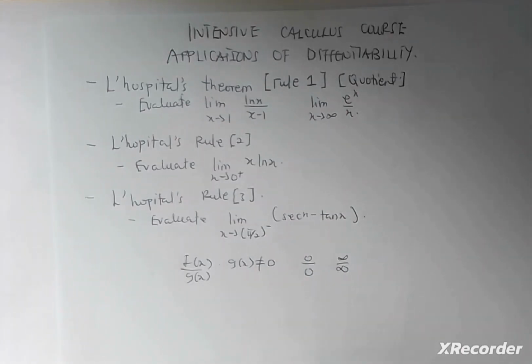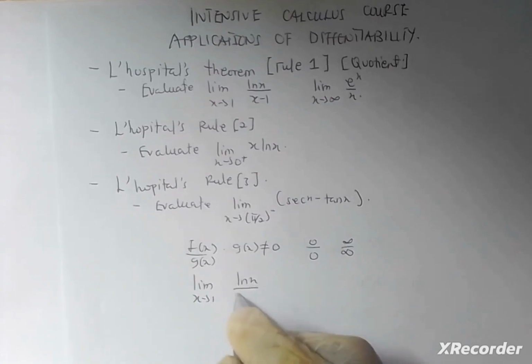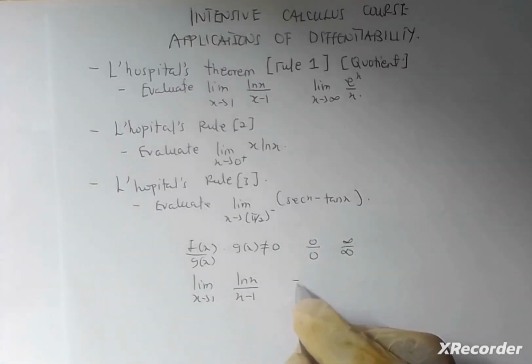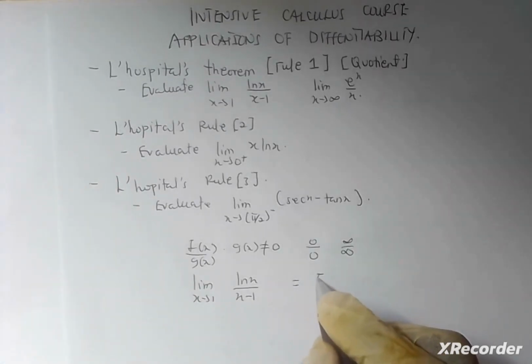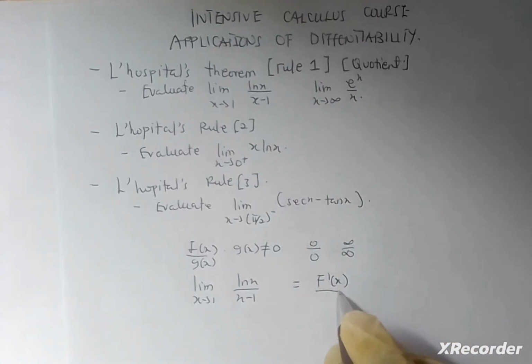I have an example which I'll use to demonstrate how we do L'Hopital's rule 1. Evaluate the limit of the expression as x approaches 1 of ln of x over x minus 1. To apply L'Hopital's rule, the rule says we should differentiate the numerator and the denominator, f prime of x over g prime of x. Then we apply our limits.